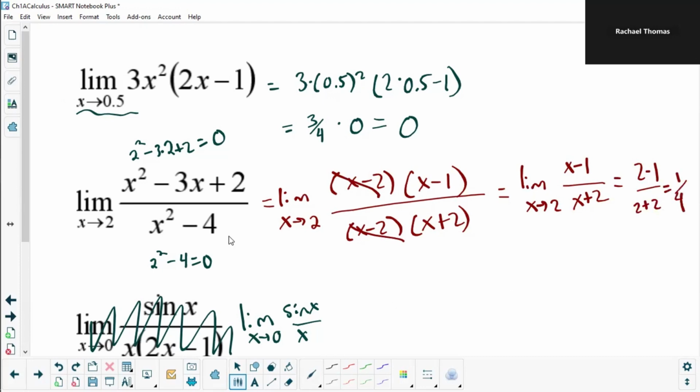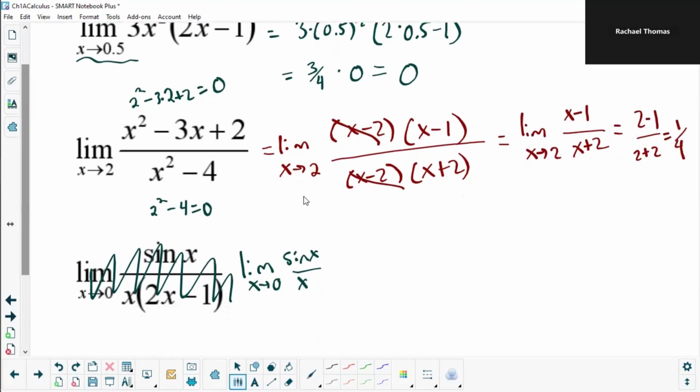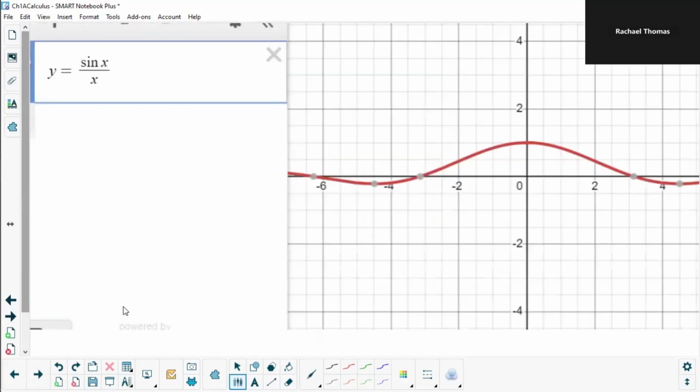Last one here, limit as x goes to 0. As we said before, I have a 0 on the top, a 0 on the bottom, no algebraic way to simplify. The next thing I would do, if possible, would be to graph it. And here I've graphed y equals sine x over x. If I could zoom in on this, but I can't, it's not dynamic, I just have a picture of this graph, I'd notice that there's a hole.